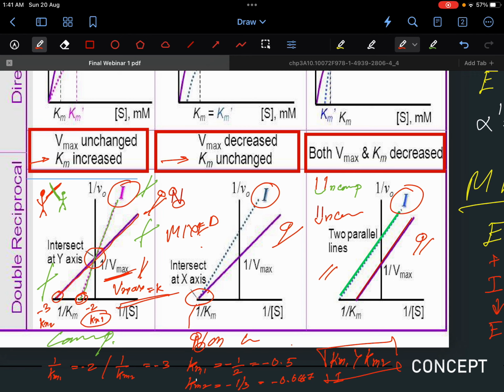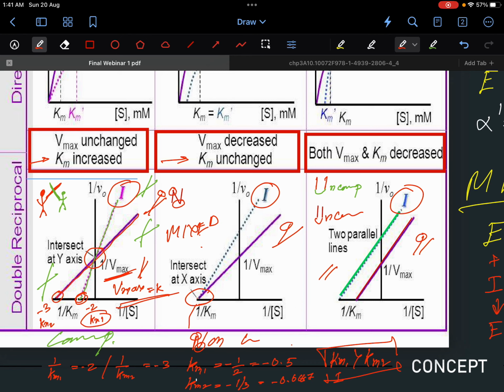Now you have to think, okay, 1 by Vmax is going up or down, so what will be the resultant? Don't think so much. We know that Vmax cannot increase, right? So it has two options: either it will be constant or it will decrease. Now I can see that there is a change in 1 by Vmax, so there is a change in Vmax. It cannot be constant because I can see there is a change. The only option is that Vmax is decreasing.